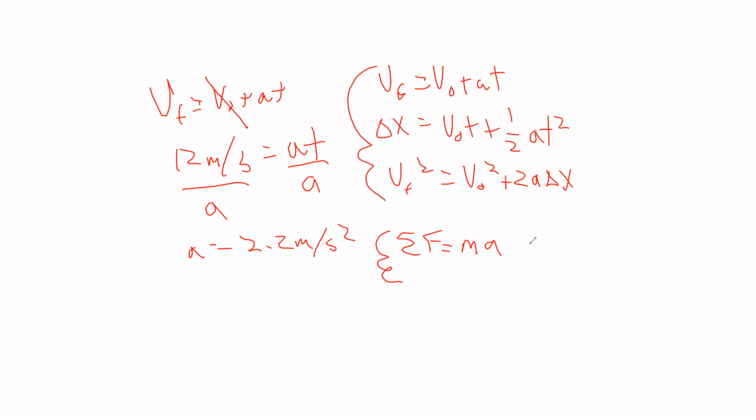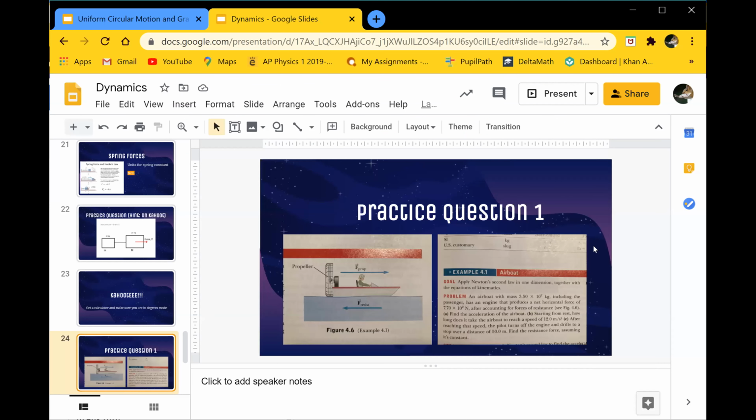So let's go back to our problem, an airboat. After reaching that speed, the pilot turns off the engine and the boat stops over a distance of 50 meters. So we know that we have to find acceleration now, because we're linking kinematics and dynamics, and the only way we can do that is through acceleration, because it appears in both equations. So they give us 50 meters first.